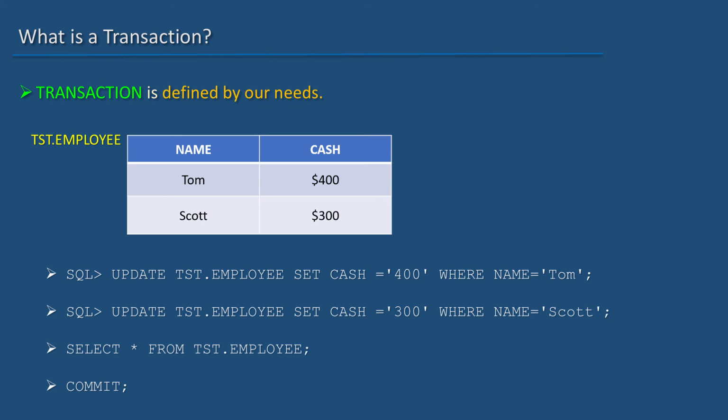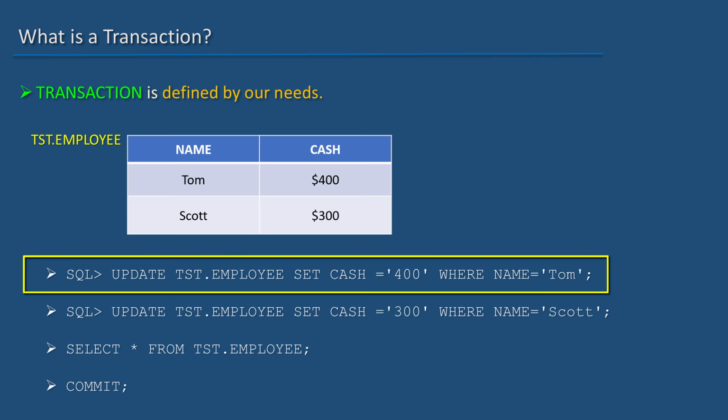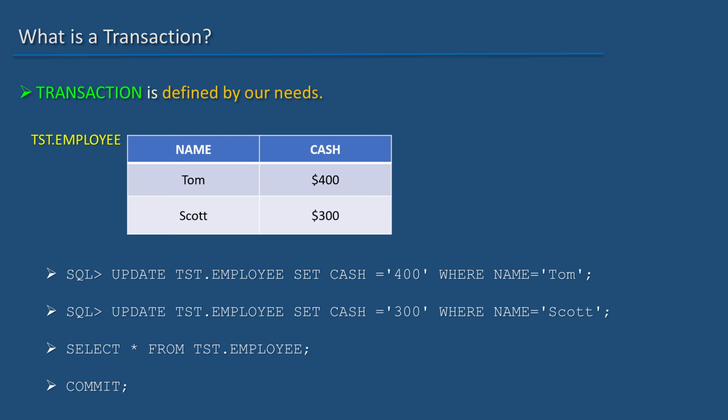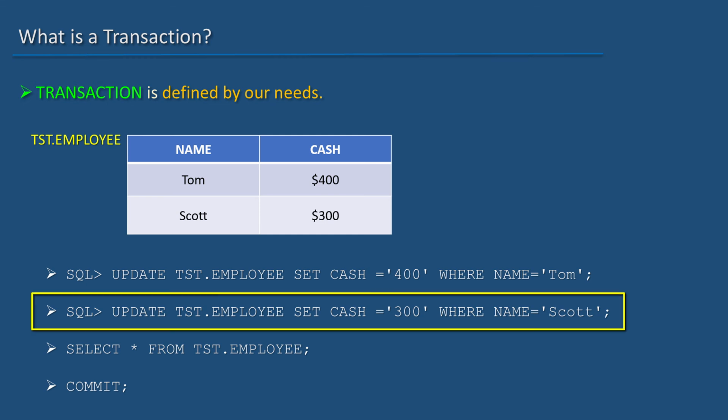So I need to do two update statements to update both the rows. One is to set Tom's cash amount to $400 by using update test.employee set cash equals to 400 where name equals to Tom. Second is to set Scott's cash value by using update test.employee set cash equals to 300 where name equals to Scott.